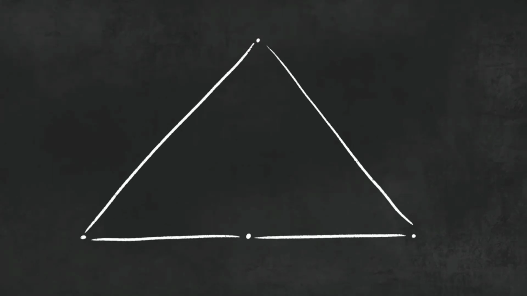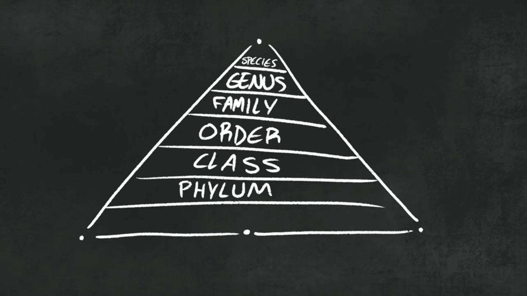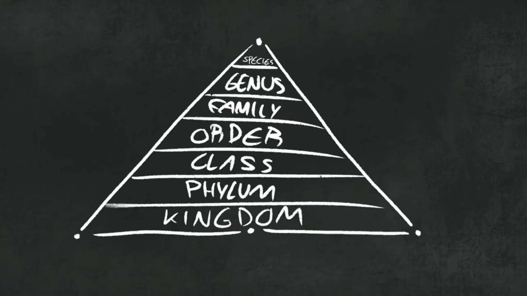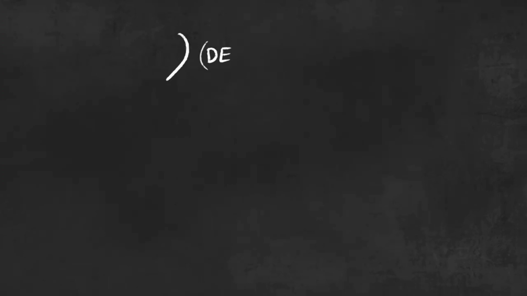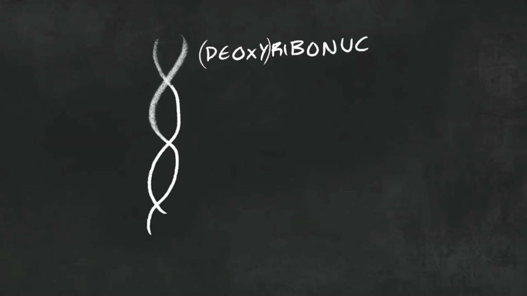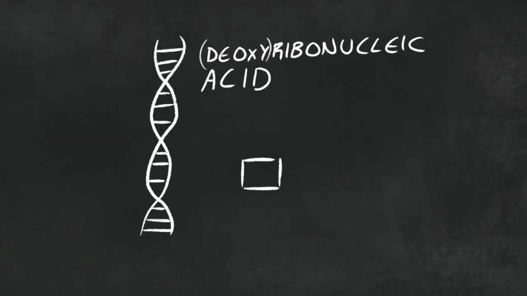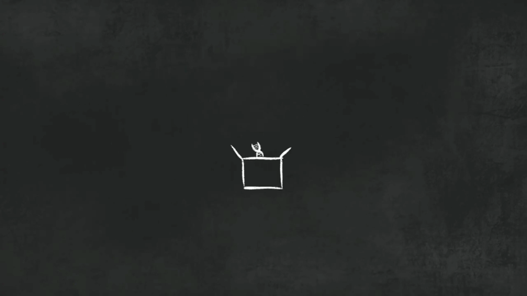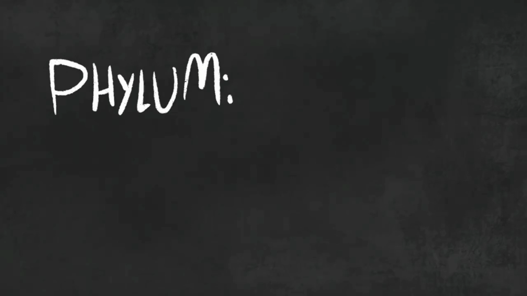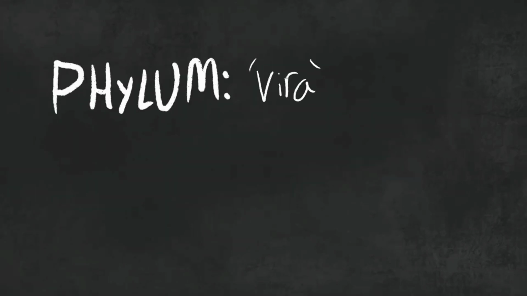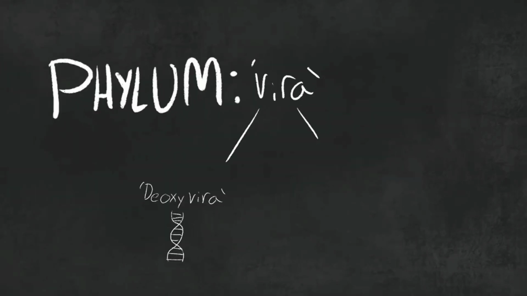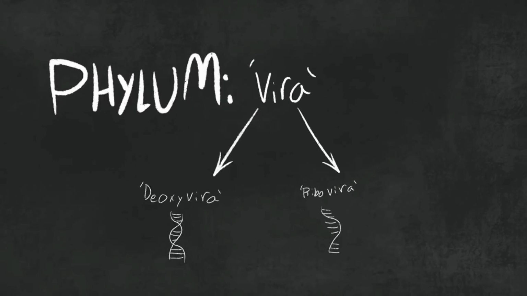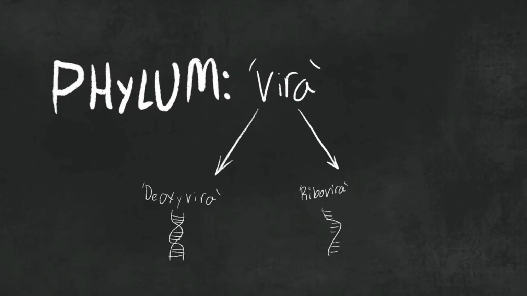When it comes to a taxonomic classification, viruses do not fit into a kingdom or domain. They do, however, have their own phylum in different classes. Since viruses are made of DNA, deoxyribonucleic acid, or RNA, ribonucleic acid, wrapped in a protein membrane, these phylums and classes differ between the two. The general phylum for viruses is vira, and they can be split into either deoxyvira or ribovira, depending on whether they contain DNA or RNA.